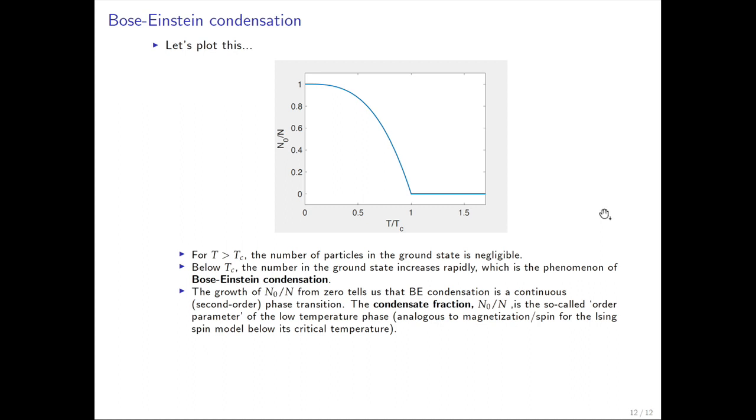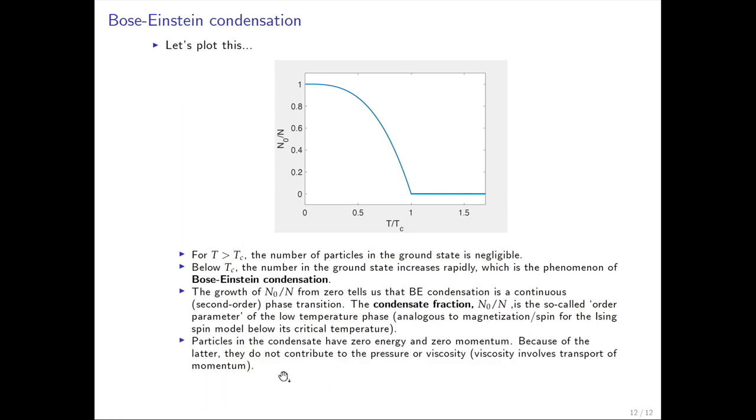Another example of an order parameter, by the way, is the magnetization per spin for the Ising model, below its critical temperature. Both of these are examples of second-order phase transitions, and both have a so-called order parameter, because you get some sort of ordering. And here the ordering is that a large number of particles are in the same state. Okay?